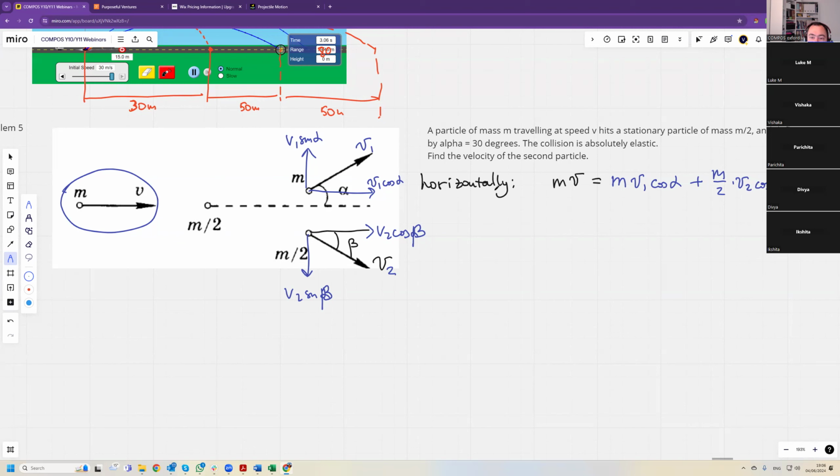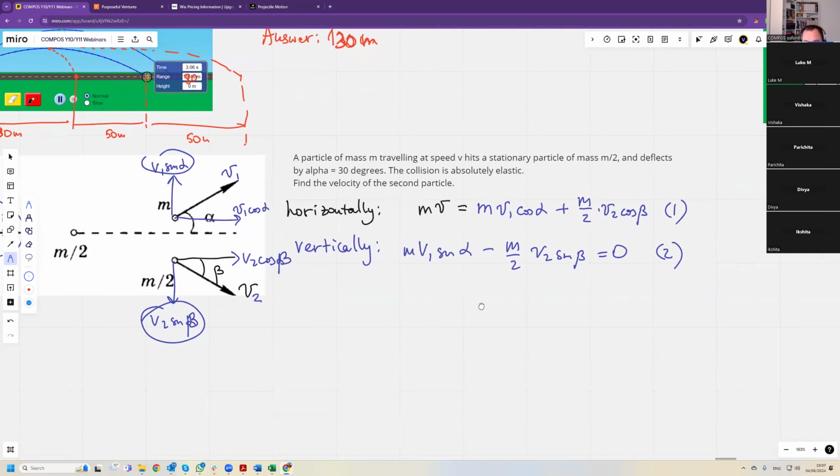Vertically, momentum is also conserved. So initially, there's no vertical momentum. Now we have m v1 sine alpha minus m over 2 v2 sine beta equals 0. So that means that this momentum is effectively equal to this momentum. All right. And that's the second equation.